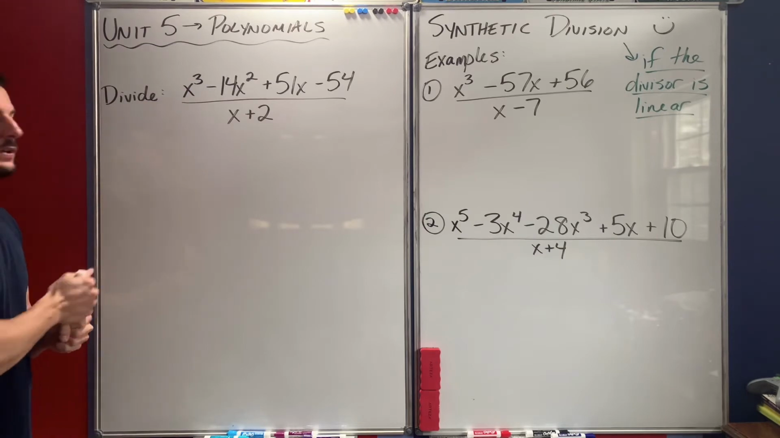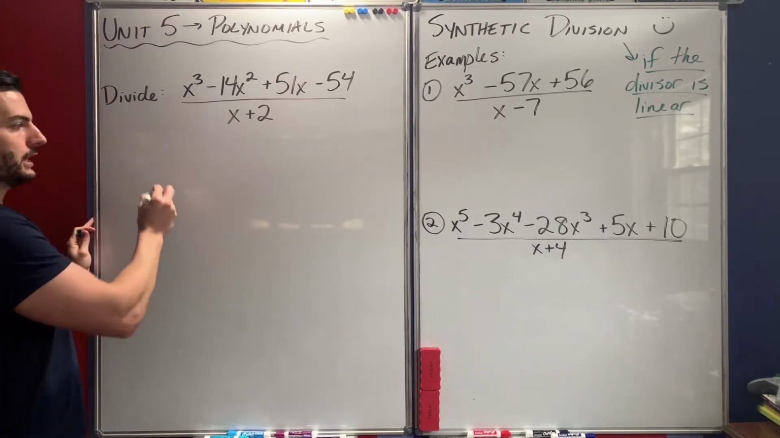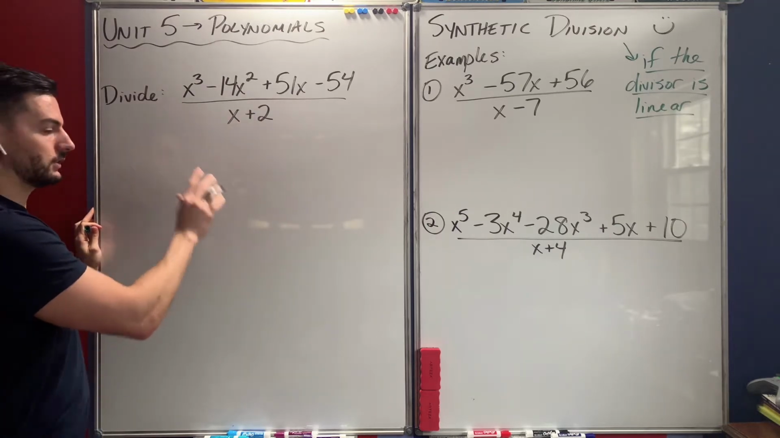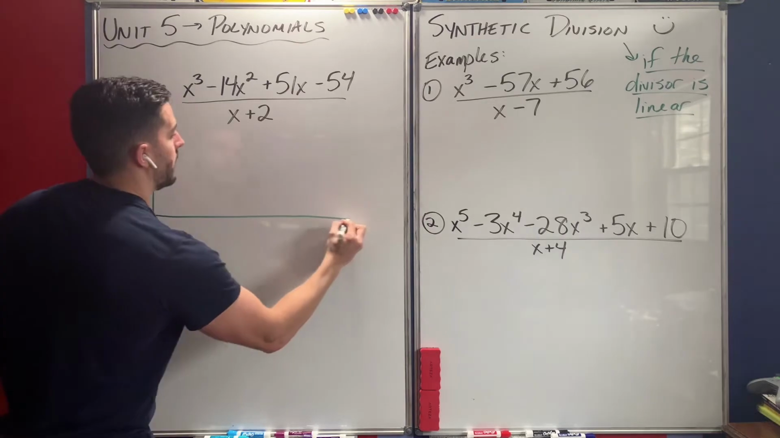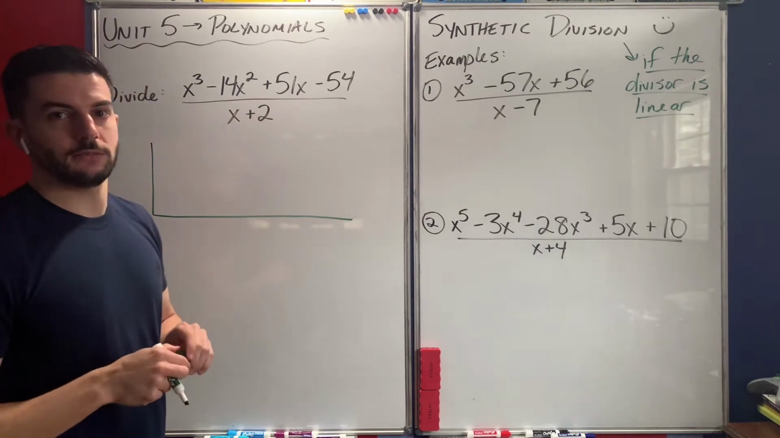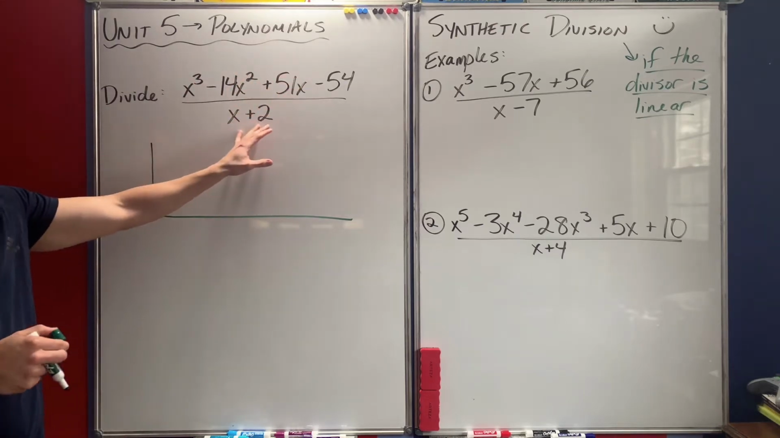When you think of long division, we have that big check mark looking thing and it's a huge thing. Synthetic division, we set it up using almost a half box shaped thing. So that's your start right there. Now here's what we do. We're going to divide this whole group by x plus 2.